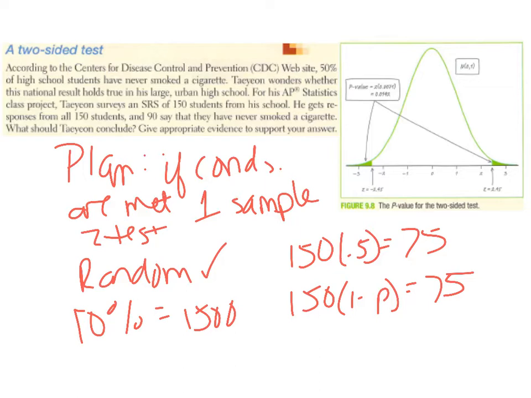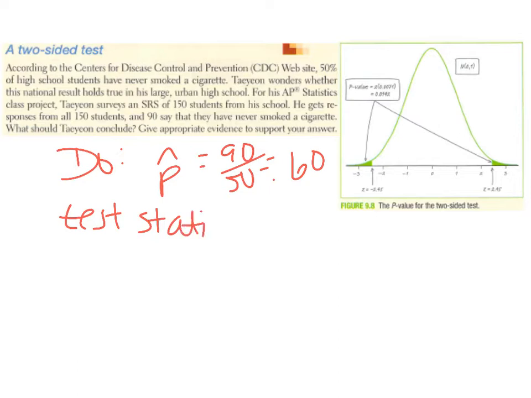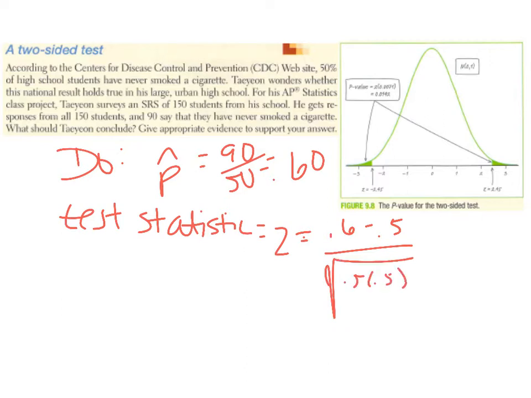When I go to part 3, the actual doing part of the problem, my p-hat in this case is 90 over 150, which is 0.6. Like I said before, we have to show that we know what that test statistic is. That's standardization, basically that z-score. I need to put that over my standard deviation using my null hypothesis, with a sample of 150, and this gives me 2.45.